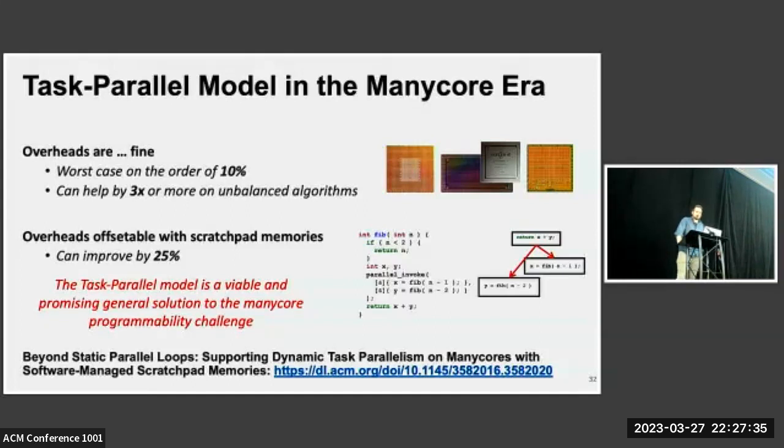But we also found that having this kind of runtime could help by more than 3x on some of our more unbalanced algorithms. We also found that the overheads were very much offsettable with Scratchpad memories. Together, using both the stack in Scratchpad and putting the task queue management in Scratchpad, we could get a 25% improvement. This led us to conclude that the task parallel model is indeed a valuable and promising general solution to the Manycore programming challenge.